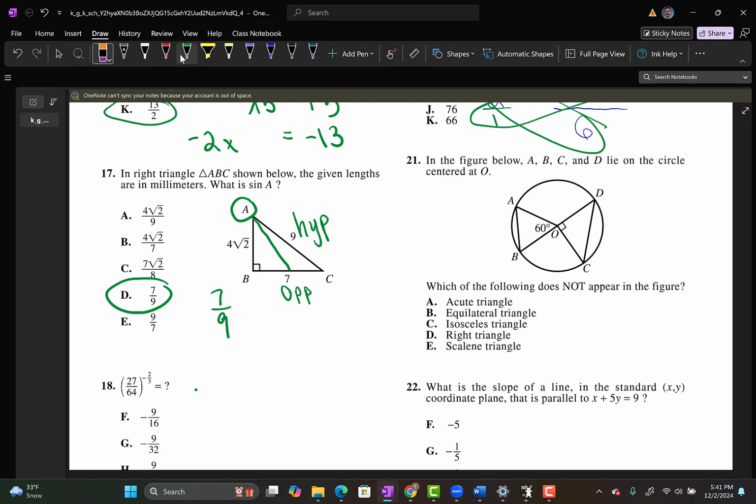21. Again, skip the actual reading. Even though it's short, we can skip it. Just look at the diagram, look at the question. Which of the following does not appear in this figure? So first we go with an acute triangle. So let's focus on this triangle right here first.